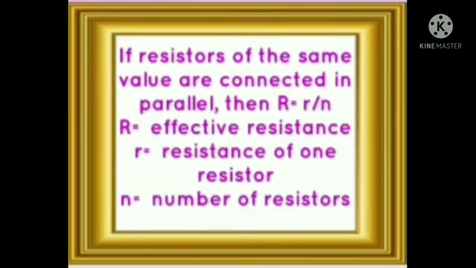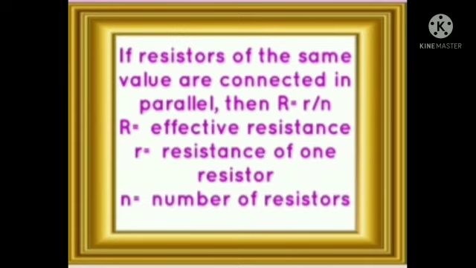Here only the effective resistance is calculated. Our question is to find out the current in the circuit. So we can apply Ohm's law: I is equal to V by R. Here V is equal to 12 volt, R is the effective resistance, equal to 3 ohm. Dividing, we get 4 ampere. Ampere is the unit of current. So the current is equal to 4 ampere. Okay. If resistors of the same value are connected in parallel, then R is equal to r by n. In the case of series connection, effective resistance R is equal to r into n.